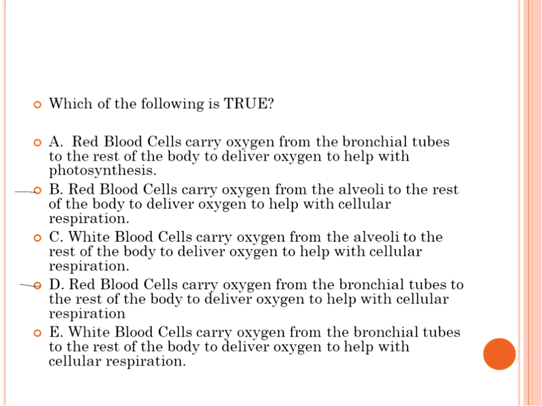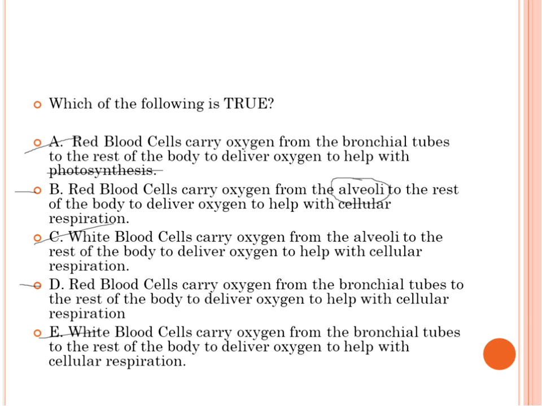Well, we know it's not C or E. White blood cells fight infection. They do not carry oxygen. So we know it's A, B, or D. Well, red blood cells do not do anything with photosynthesis. That's plants. So it's definitely not A. So we are right, it is B or D somewhere. So what the difference is right here.